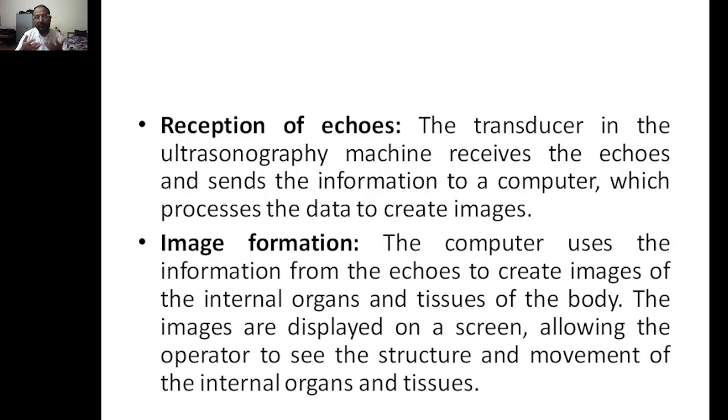Once the sound is produced, the echoes coming back will be received by the transducer, which then sends the information to the computer for processing, and then finally image formation. Image formation is all about the computer. The computer uses information from the echoes to create images of the internal organs and tissues of the body. The images are displayed on the screen, allowing the operator to see the structure as well as the movement of the internal organs and tissues.